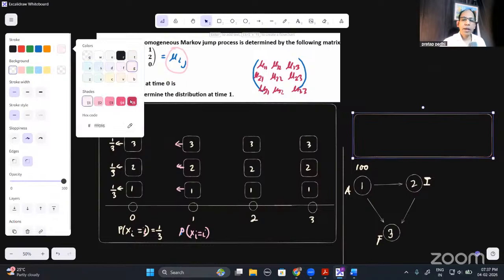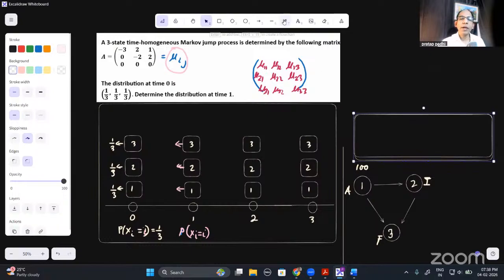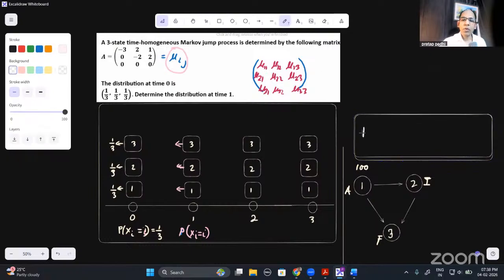We'll try to find this probability one by one. The first one is P11(t), which you need to find, because ultimately we need P11, P12, P13, all of these.